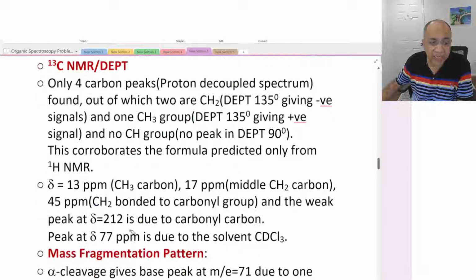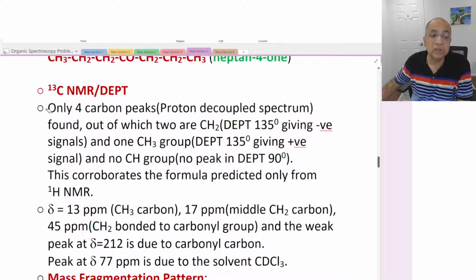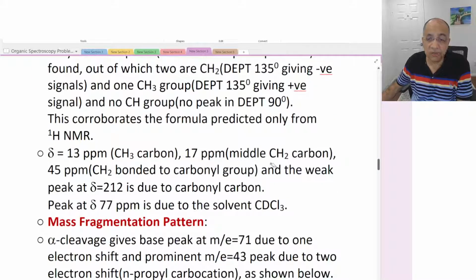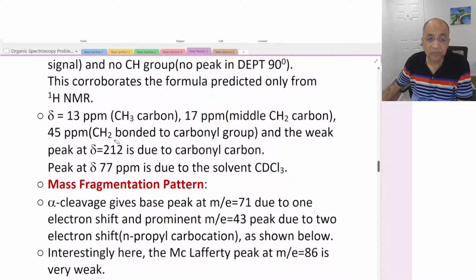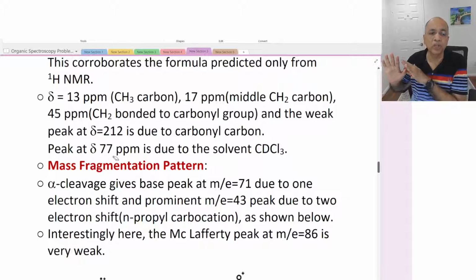So we have already explained the DEPT-135 and also the carbon-13 NMR, one-dimensional. Delta 13 ppm is for methyl carbon, 17 for the middle CH2, and 45 for the most deshielded methylene carbon, the methylene carbon bonded to the carbonyl group. The carbonyl group is the most deshielded at 212 ppm. And this 77 peak is to be ignored.